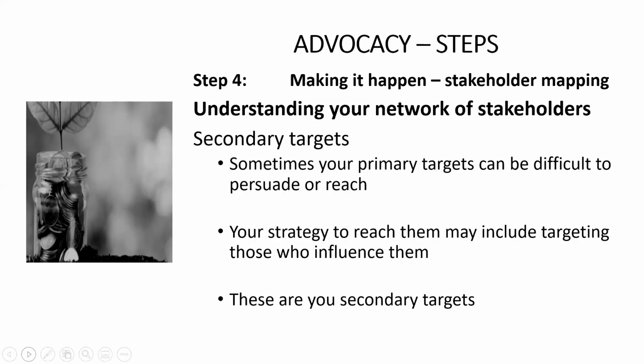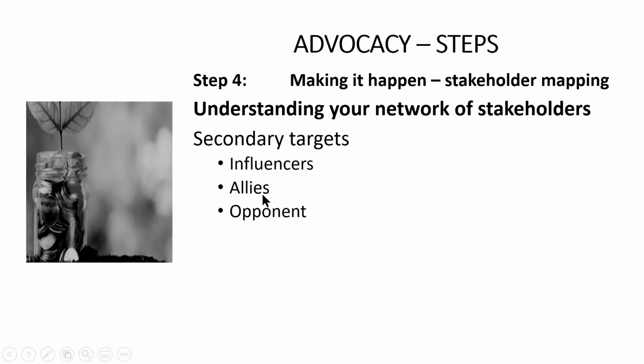So let's take a closer look. And your secondary targets, as I mentioned before: sometimes in order to get to your primary target, it may be difficult for whatever reason. So you may want to have a strategy of how you can reach them in an indirect way, but not too indirect, through those people who have influence on your primary target. Those are who you consider your secondary targets. Your secondary targets can be categorized in 3 types. You have your influencers, you have your allies, and you have your opponents.